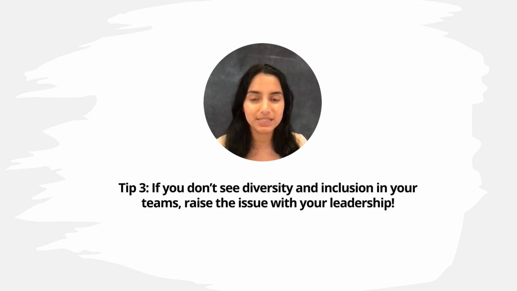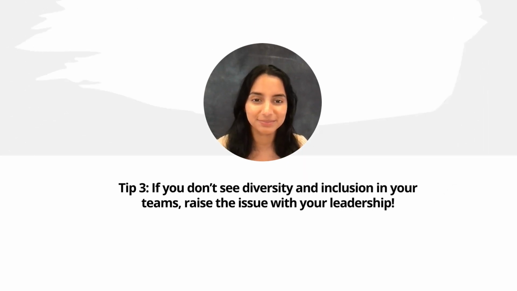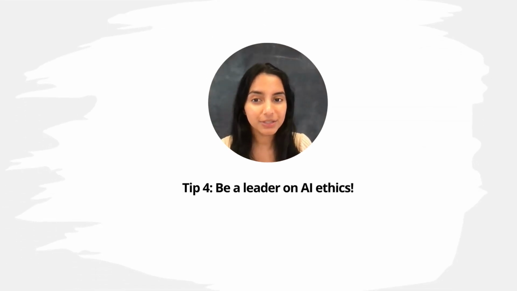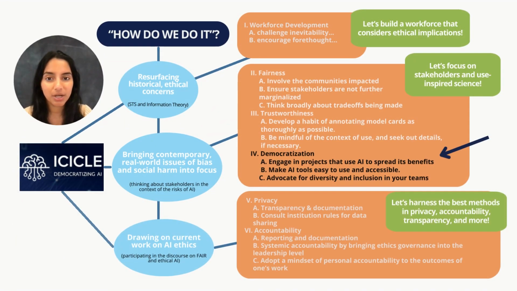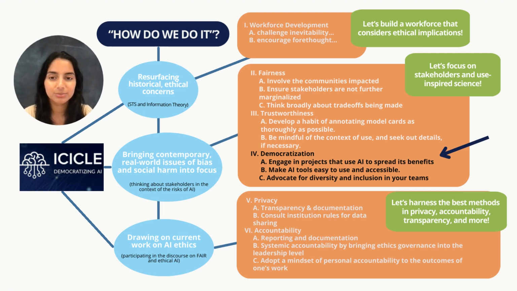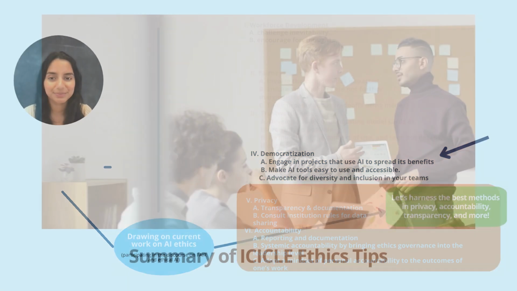Third, if you don't see diversity and inclusion in your teams, say something. And finally, be a leader on AI ethics, and you'll automatically be a leader on AI democratization as well. As we build a model of CI for AI that is centered on ethics, we've now filled in the last bit, which strives towards democratization of AI use, AI benefit, AI development, and AI governance. So, let's recap.